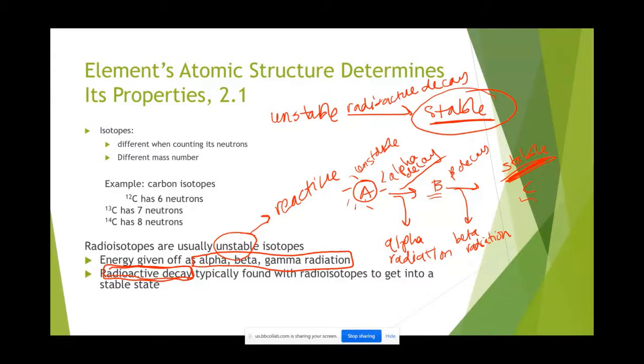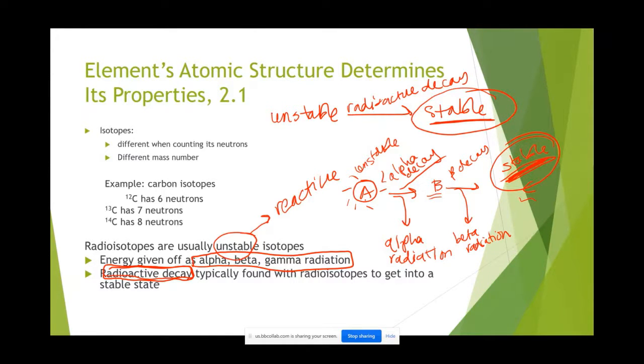Yeah. You want to give off enough energy so that you can become stable. If you have too much energy, it's not really good, right? So to get rid of that energy, you have to release it as radiation. You just get rid of it. Does that make sense? Yeah, it makes sense. Okay, awesome.